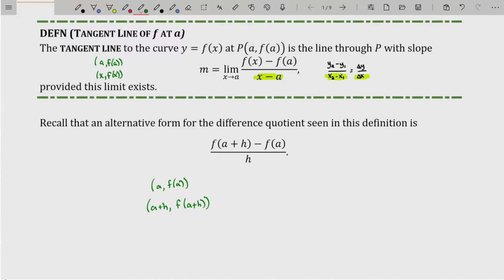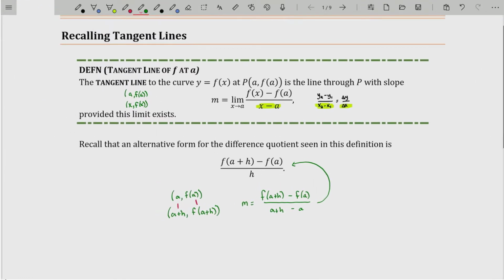However, if you take the difference between the y values and the difference between the x values, you get the following. f of a plus h, I'll use that as my y sub 2, minus f of a, that's my y sub 1. Well, if f of a plus h is the y sub 2, then the x sub 2 is a plus h. And if f of a is y sub 1, then a itself is x sub 1. And when you just do a little bit of arithmetic, it becomes that. So this video is really just a short introduction or reintroduction to the tangent line. It's going to be very important that you understand this. In the next video, we'll start into some examples.